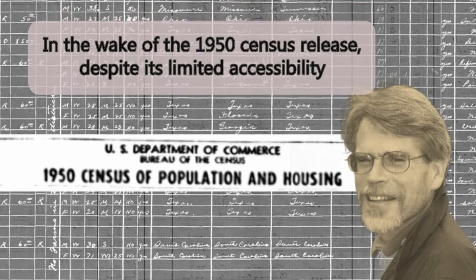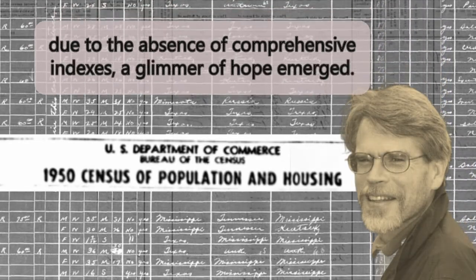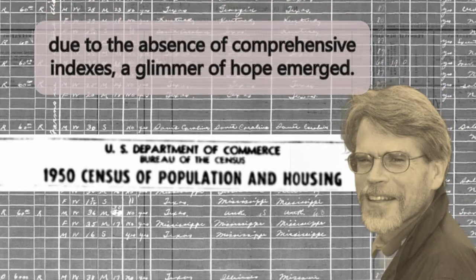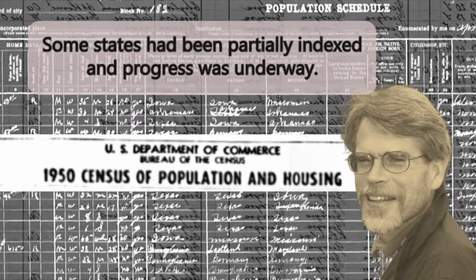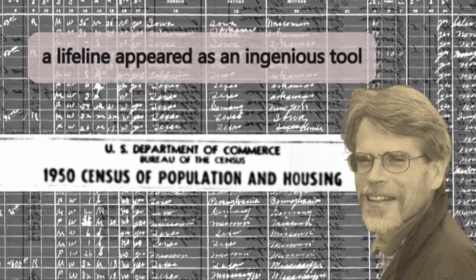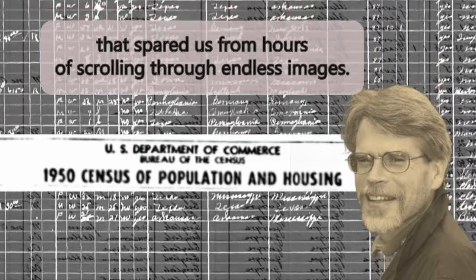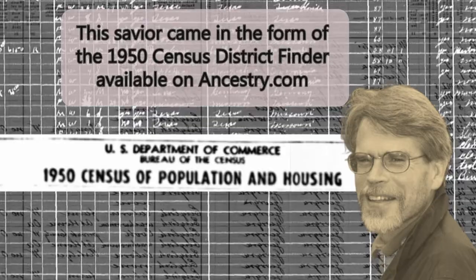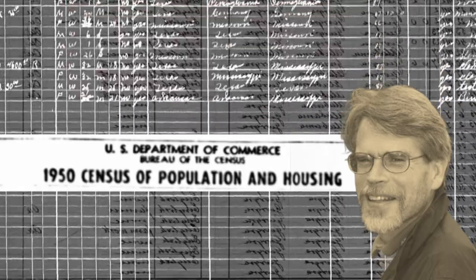In the wake of the 1950 census release, despite its limited accessibility due to the absence of comprehensive indexes, a glimmer of hope emerged. Some states had been partially indexed, and progress was underway. For those of us searching in areas that remained uncharted, a lifeline appeared, an ingenious tool that spared us from hours of scrolling through endless images. This savior came in the form of the 1950 Census District Finder, available on Ancestry.com.